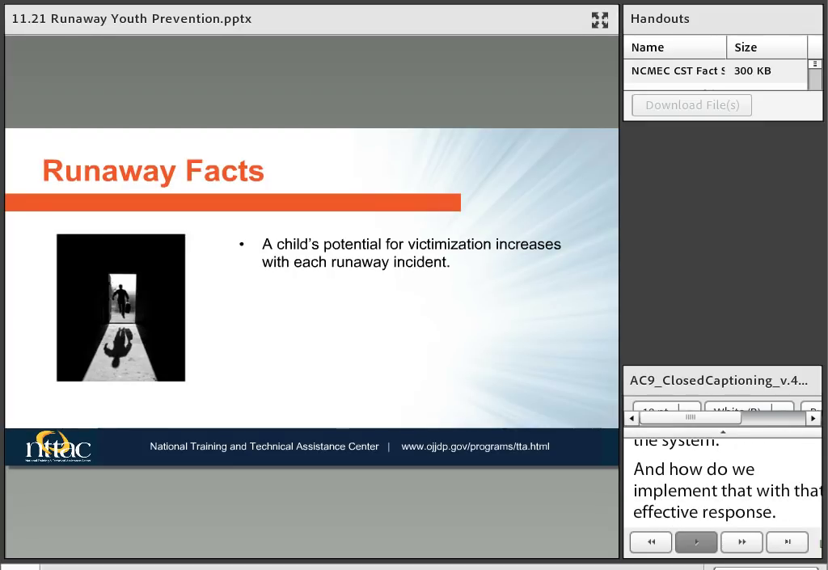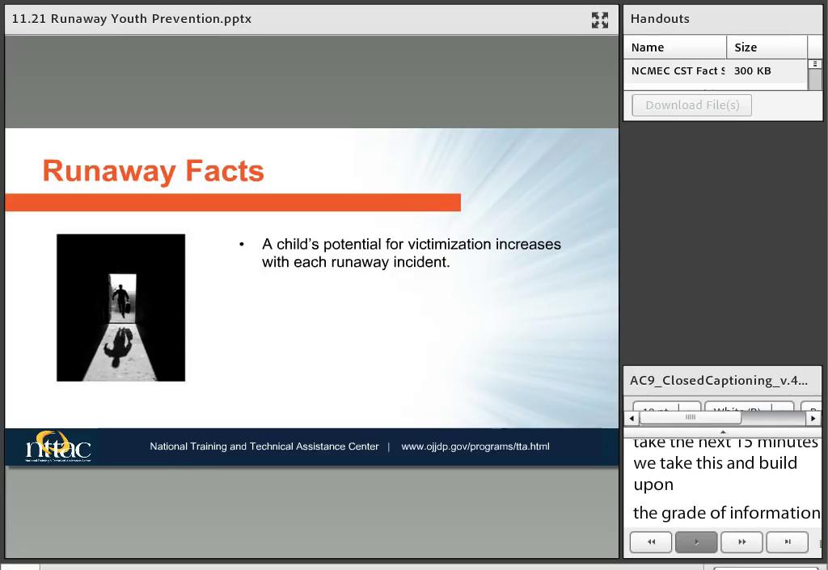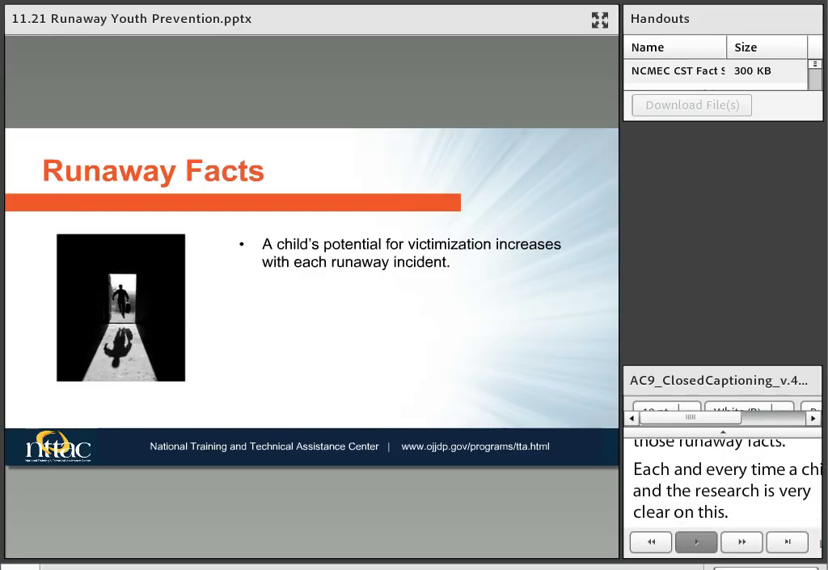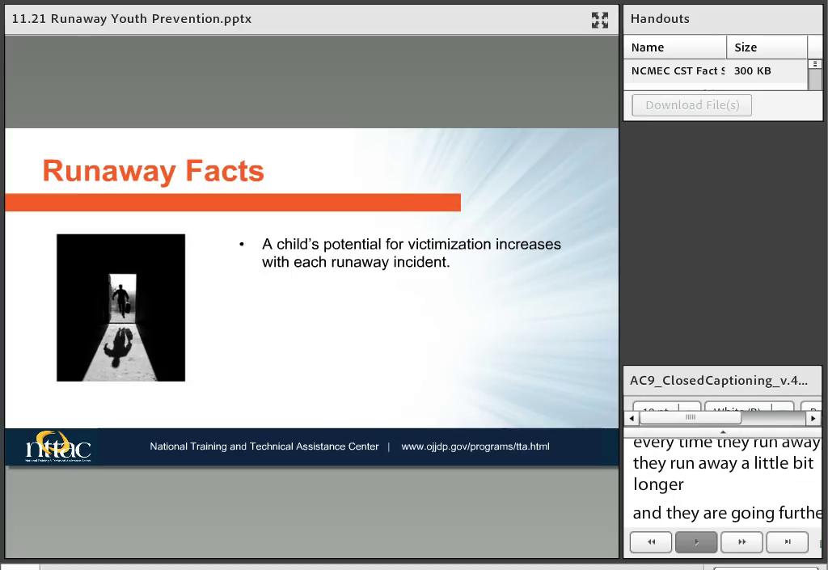Right off the bat is what I call those runaway facts. Each and every time a child runs away, and the research is very, very clear on this, they're going a little bit longer, they're going a little bit farther. And their victimization, or the opportunity for them to be victimized, increases with each and every runaway incident. And part of that is also expanding on that term victimization. What does that look like?